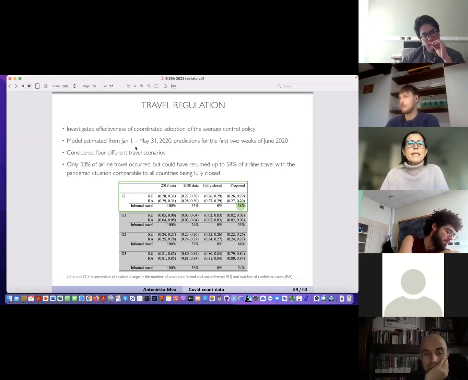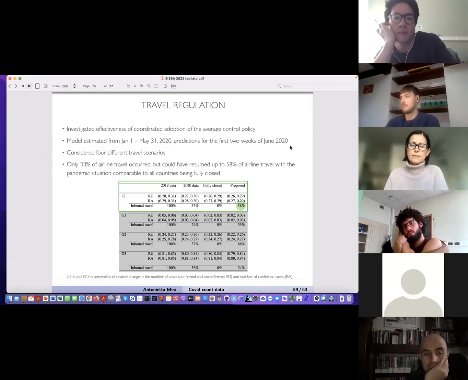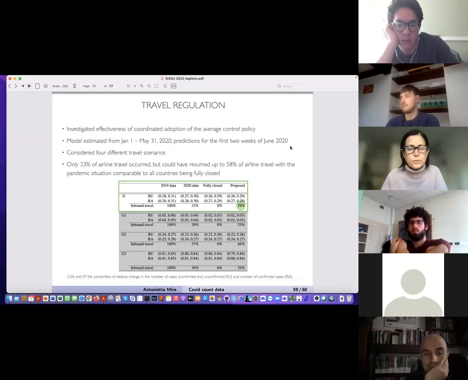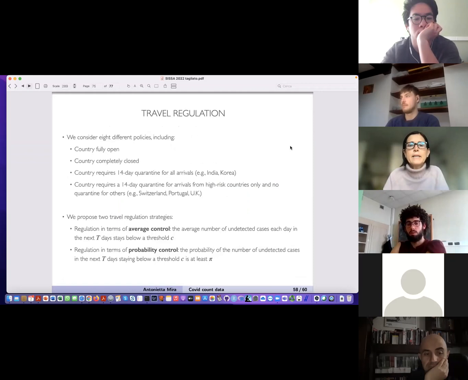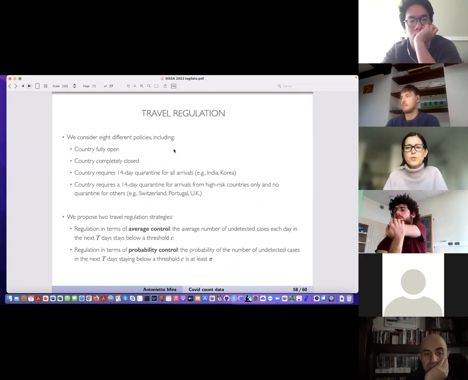We estimated the model with data from January 1st to May 31st, 2020, and we predicted for the first 2 weeks of June. We used real data from traveling in and out of countries that were given to us for free by, I should mention, Official Airline Guide and Open Sky Network. So we use this data, some is open and some was given to us for free for research purposes.